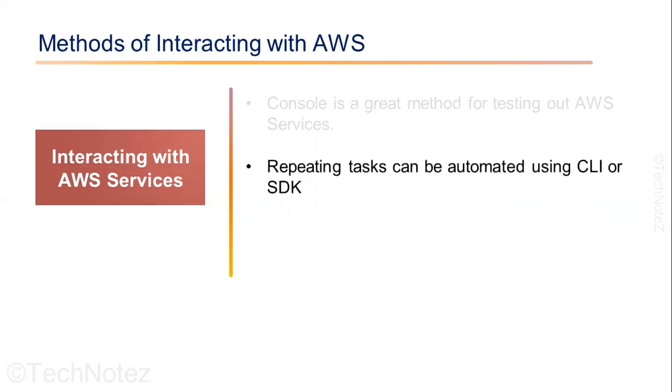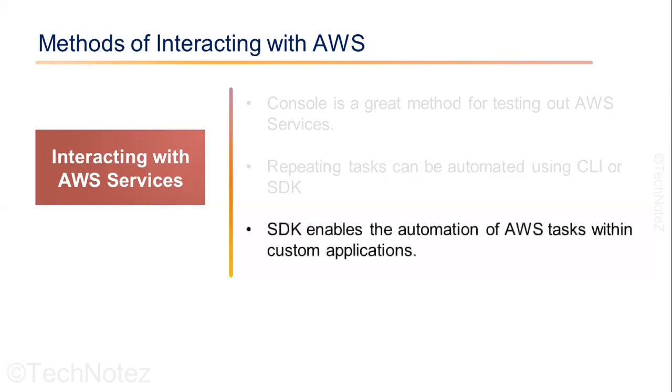If we require a person to log in to the browser to perform a repeated task, that can be very cumbersome. And if you need to do the repeated task continuously, that becomes a great candidate for automation, and both CLI and SDK can enable that automation. SDKs enable the automation of AWS tasks within custom applications. So if you have a custom application running on the AWS platform and you want it to interact with AWS services, the SDK becomes a great choice for that.